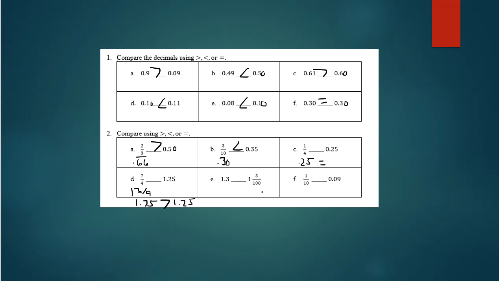Okay, 1 and 3/100. We can just write that. Just say it and write it. 3/100. So 1.3, if we were to add a 0 there, that's going to be bigger than 1.03. And then this one, 1/10 would just be 0.1, and 0.09. 1/10 is bigger than 0.09.